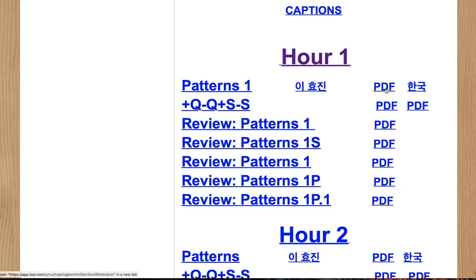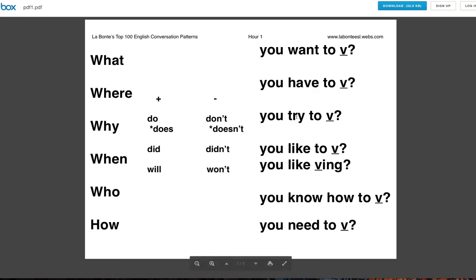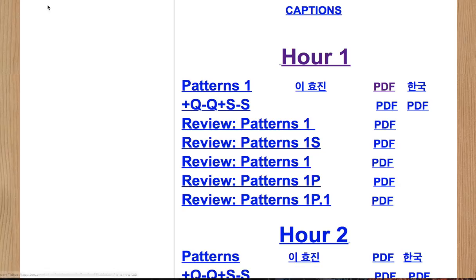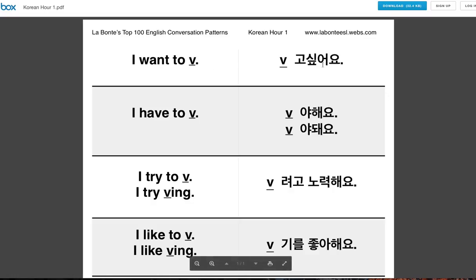On the side here in English, the PDF is simply the 5-6 patterns that we learned during this time, simple questions and what, where, why, when. It's because I don't use a book during the class, I give them a printout of what we're going to learn, and we review this during the class one at a time. The videos will take you through each one of those. The identical PDF is found here in Korean if they want that. These are the same identical patterns in Korean, for example.